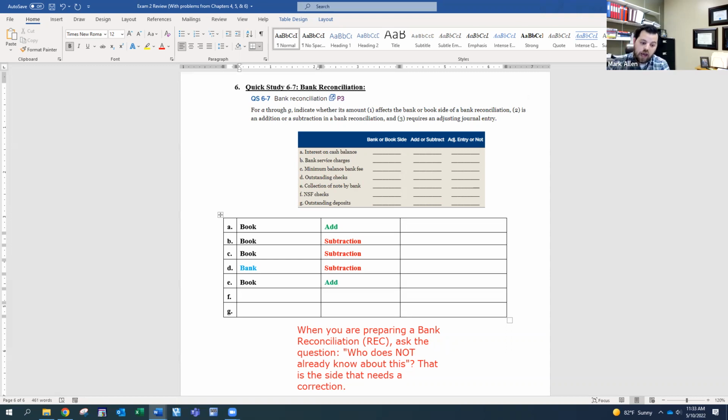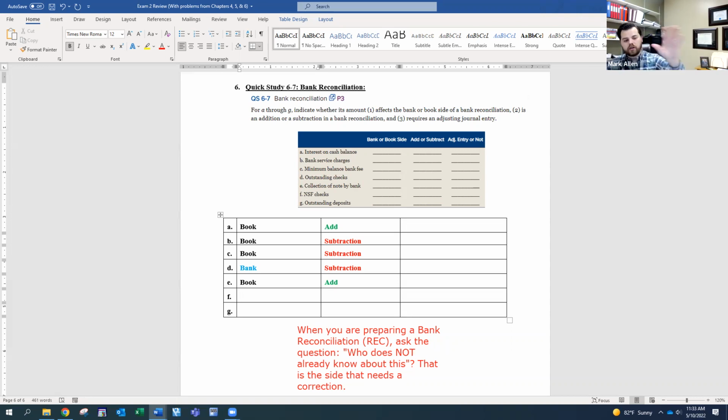Letter F, NSF check. What is an NSF check? That's a non-sufficient funds check. NSF means someone wrote you a check, you thought it would clear, so you put it into your account on your side.